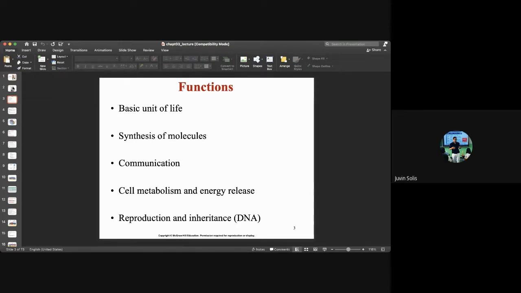Next one is communication. If you relate this to our previous topic in chapter 1 about organization, everything in our body is interrelated and communicating with one another. The primary enabler of this is our cells, because our cells produce and receive chemical and electrical signals that communicate from one body part to another. And also we have reproduction and inheritance. Because of the genetic information we have as individuals, we can transmit this to our offspring, to our kids. Okay, everything is okay so far?